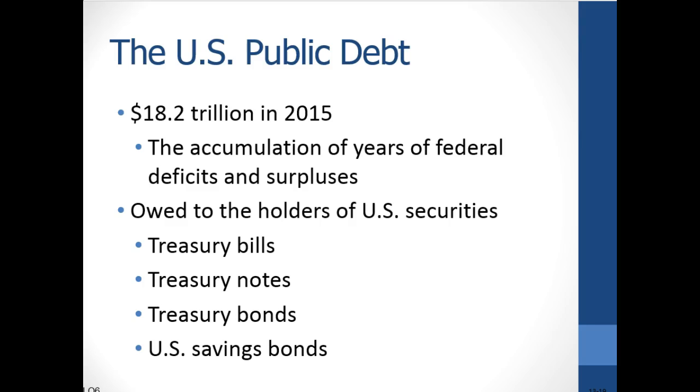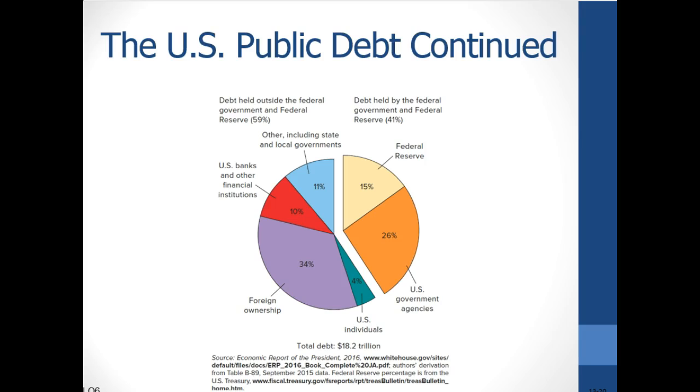Now, some of the things we have debt through are treasury bills, which are short-term securities, treasury notes, medium-term securities or medium length time frame, treasury bonds, long-term securities, right, and U.S. savings bonds, which are long-term non-marketable securities.